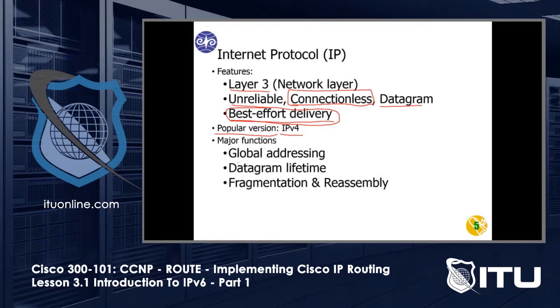So the popular version of IP is IPv4 right now. Okay, major functions: global addressing, the datagram lifetime, and fragmentation and reassembly. Fragmentation and reassembly makes it possible for packets to be sent in any order and they get reassembled on the other side in the correct order.